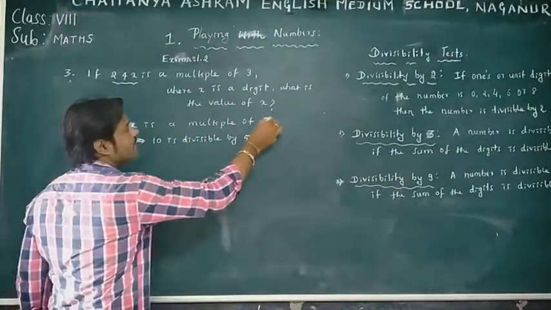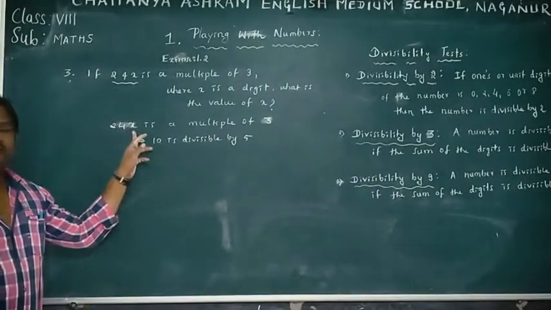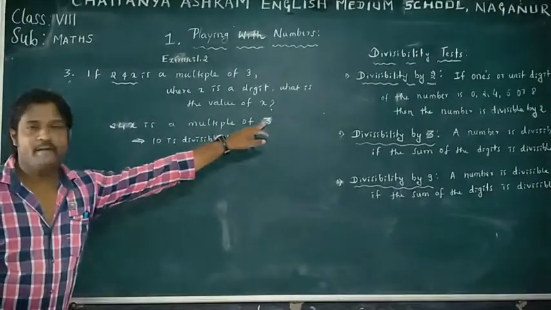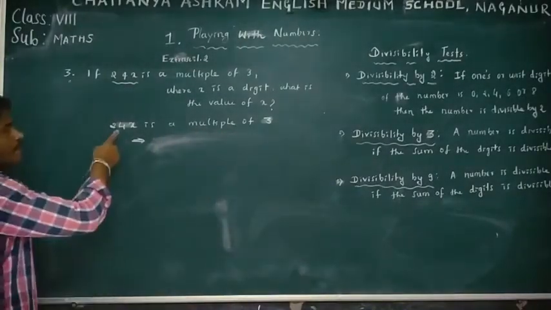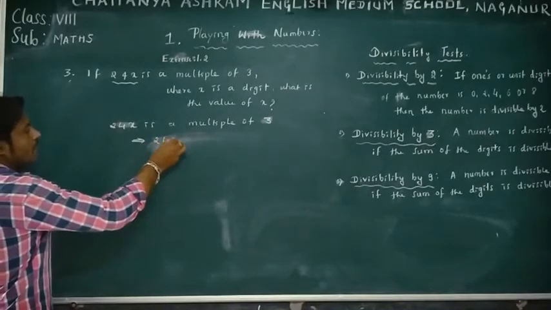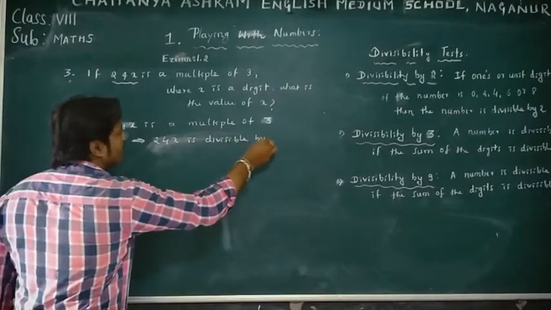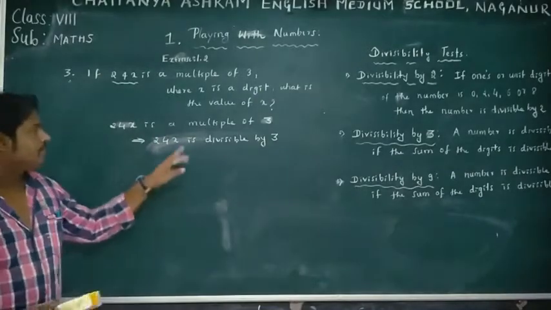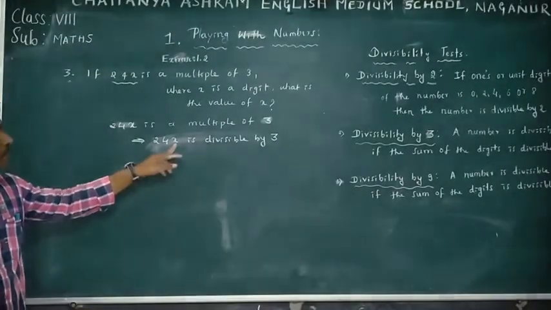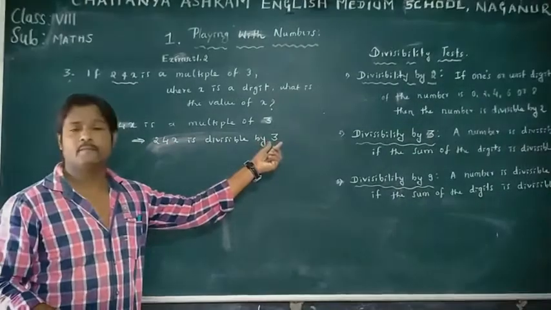Is a multiple of 3, which implies this 3-digit number 2 4x is divisible by 3. That is what it meant. 2 4x is divisible by 3. We have to find the value of x. Means for what value of x this 3-digit number is divisible by 3.